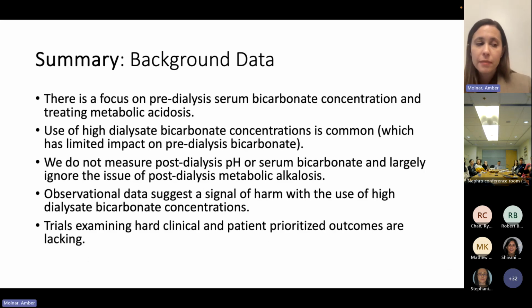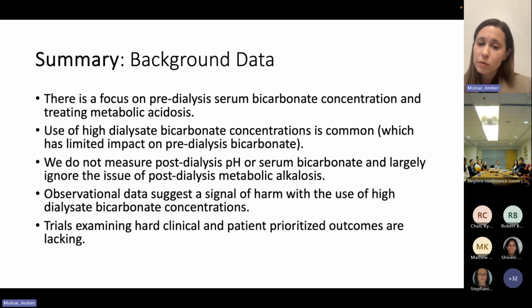So just to summarize some of this background literature, there really is a focus on pre-dialysis serum bicarbonate concentration and the treatment of metabolic acidosis. This seems to be our primary focus in clinical practice and the primary focus of the guidelines. And because of this, the use of high dialysate bicarbonate concentrations is quite common, but this does have really a limited impact on the pre-dialysis bicarbonate. And we don't routinely measure post-dialysis pH or serum bicarbonate. And because of this, we largely ignore the issue of post-dialysis metabolic alkalosis.